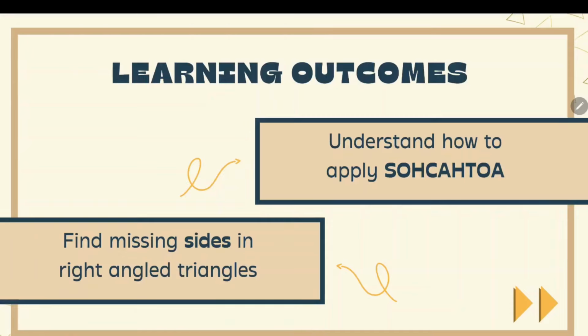By the end of this lesson, you'll be able to identify the sides of a right-angled triangle, use the SOHCAHTOA mnemonic to choose the correct trigonometric ratio, and apply the formulas to find missing sides or angles of a triangle.